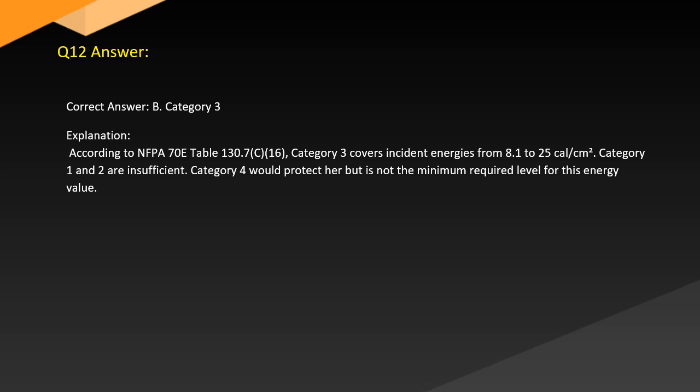Answer. Correct answer: B. Category 3. Explanation. According to NFPA 70E Table 130.7(C)(16), Category 3 covers incident energies from 8.1 to 25 cal/cm². Category 1 and 2 are insufficient. Category 4 would protect her but is not the minimum required level for this energy value.